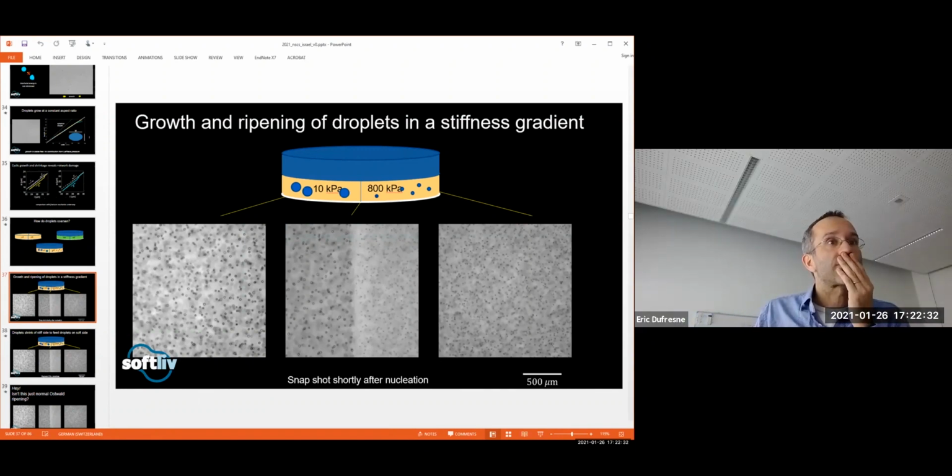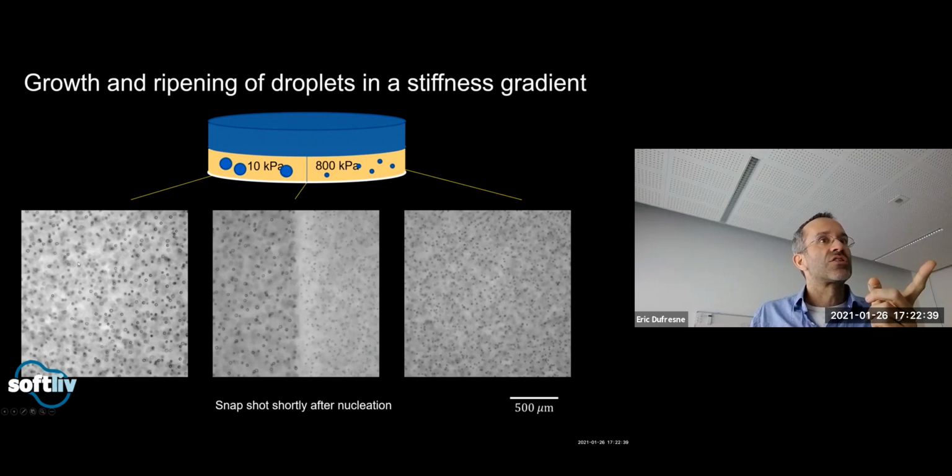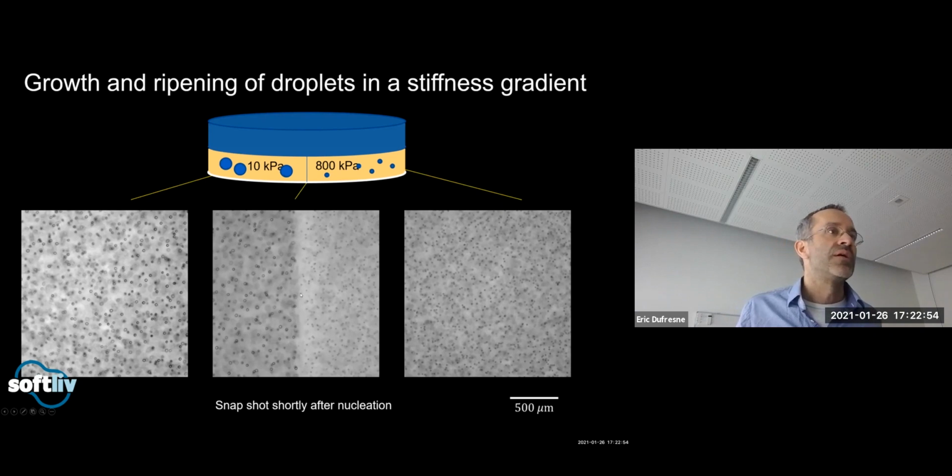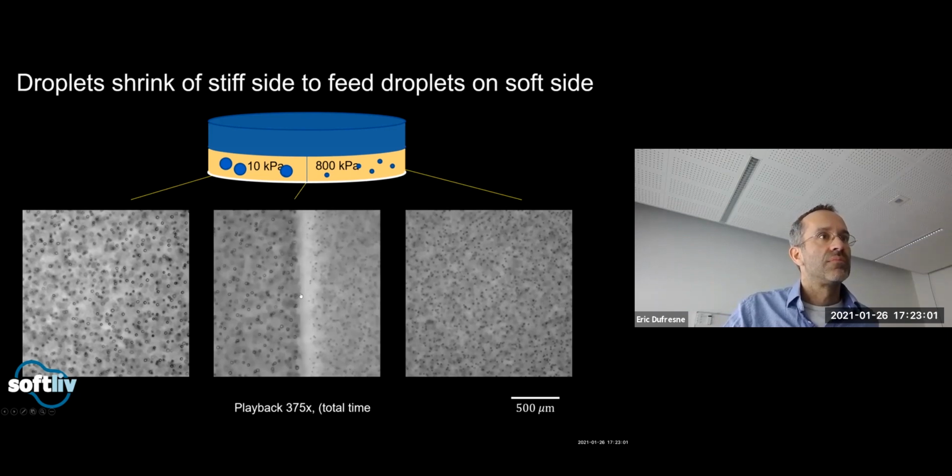I'm going to switch to presenter mode now. You can see this is the soft side on the left and the stiff side on the right, and in the middle you can see the interface between the soft and the stiff sides. This is right after we've nucleated and grown the droplets pretty quickly, so you can see this interface is pretty sharp. And if we just let the system relax, I'll just pause the movie, sorry.